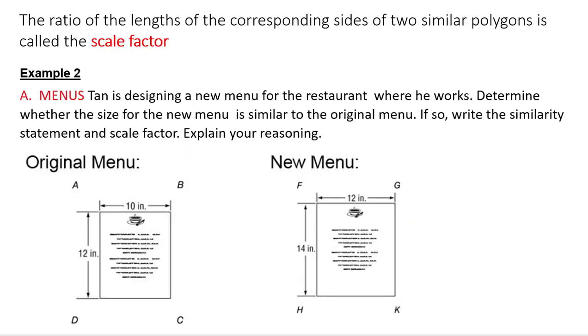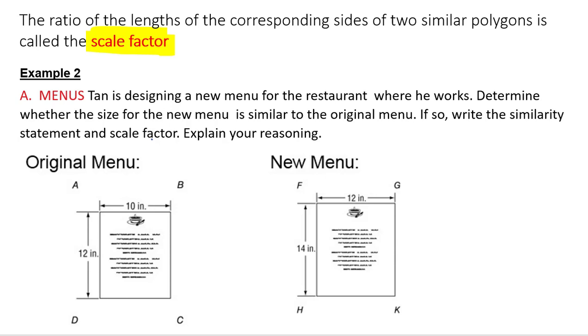The ratio of lengths of corresponding sides of two similar polygons is called the scale factor. So I already said that. When we set up our proportions, the scale factor should be the same for all of them. Okay, example 2. So I guess that was example 1. I've got to adjust that. I'm not going to redo the video unless I make a big mistake.